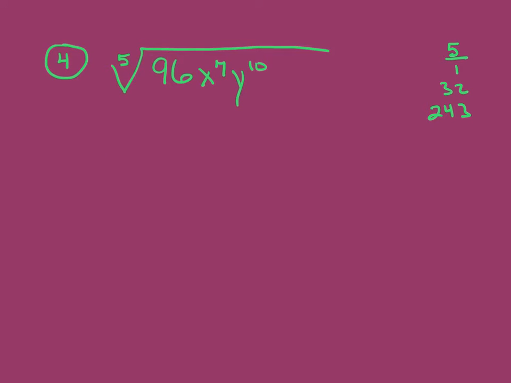Number 4, the 5th root of 96, x to the 7th, y to the 10th. So here we're going to be looking at that last column that we wrote down in the first slide. Not a lot of numbers to look at here. We've got 1, 32, and 243. 243 is obviously too large to fit into 96, so we'll try 32. And if you do 96 divided by 32, you actually get 3. So we're going to rewrite 96 as 32 times 3.